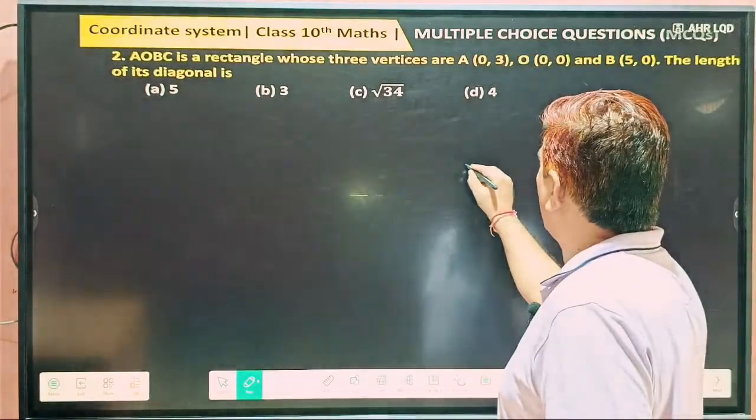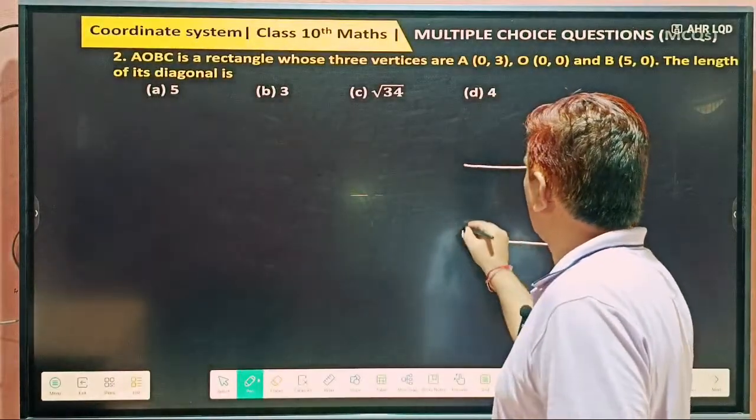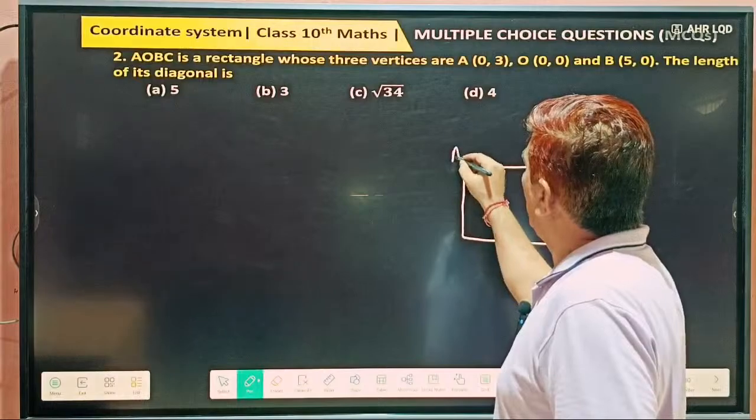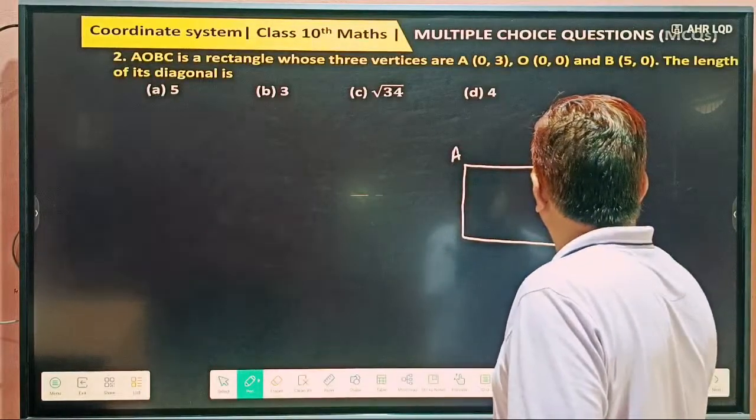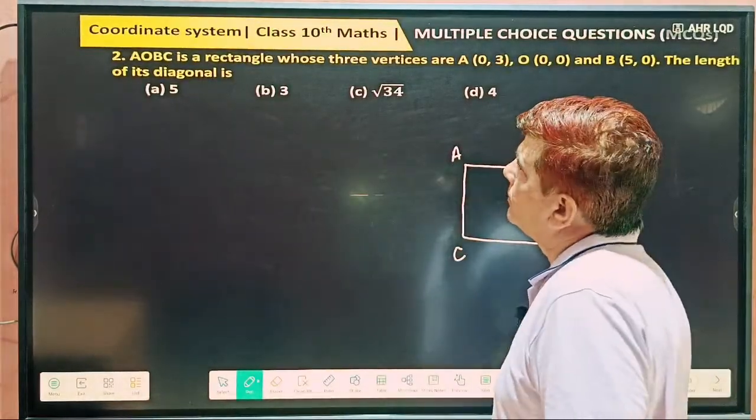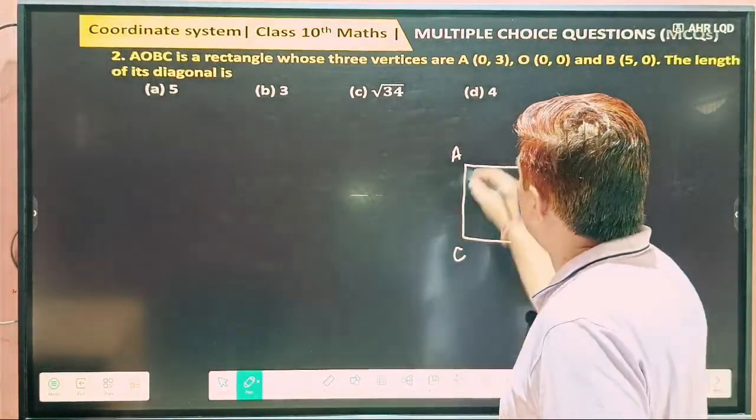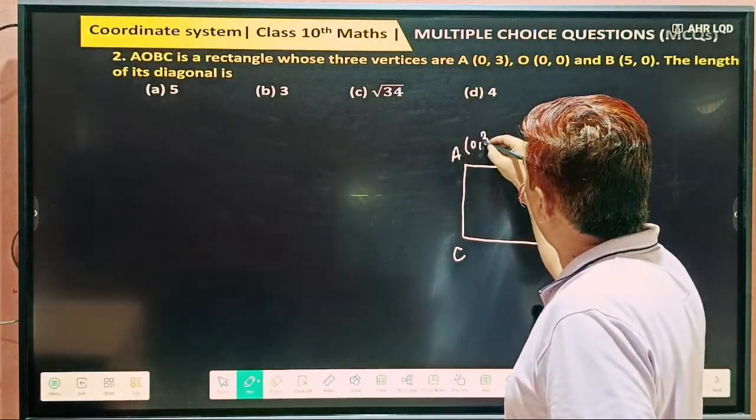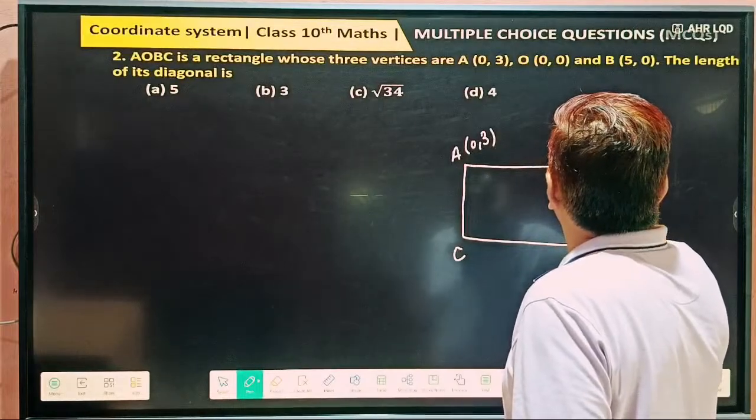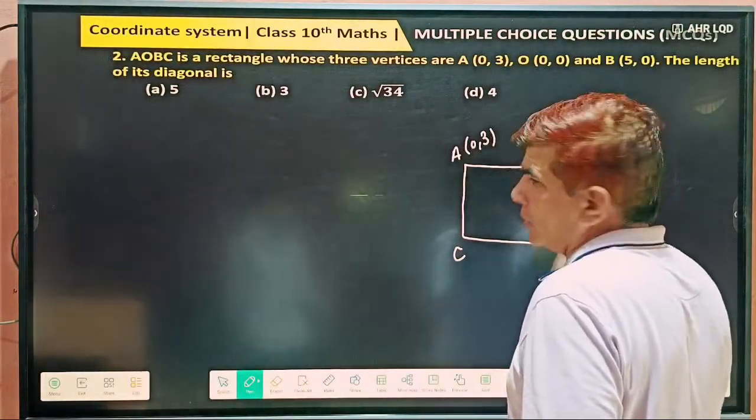Already I told you, this type of figure we can say AOBC. AOBC is a rectangle whose 3 vertices are: this is 0, 3. This is 0, 0, the origin we can say.